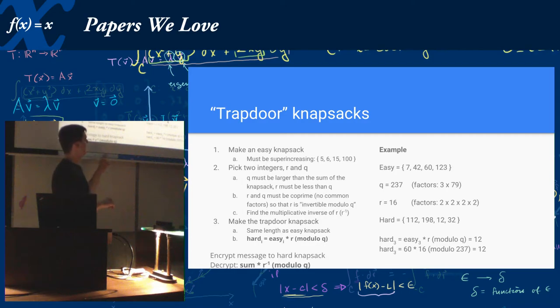And the relationship here where you do a number multiplied by R modulo Q when R and Q are picked carefully is that you can undo this, you can convert a sum back into a sum for the easy knapsack. I don't really know why that works. I don't know why that was supposed to be secure, but it's not secure apparently. It's kind of similar to RSA and other algorithms that we use today, like Diffie-Hellman, which is used in SSL everywhere.